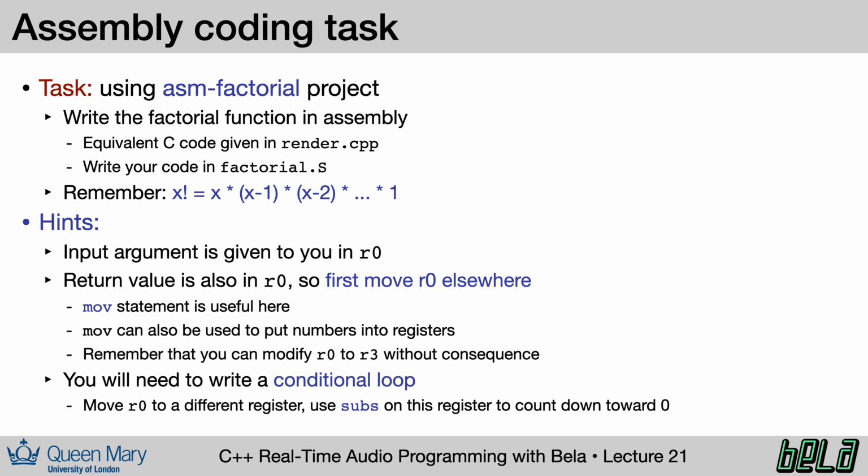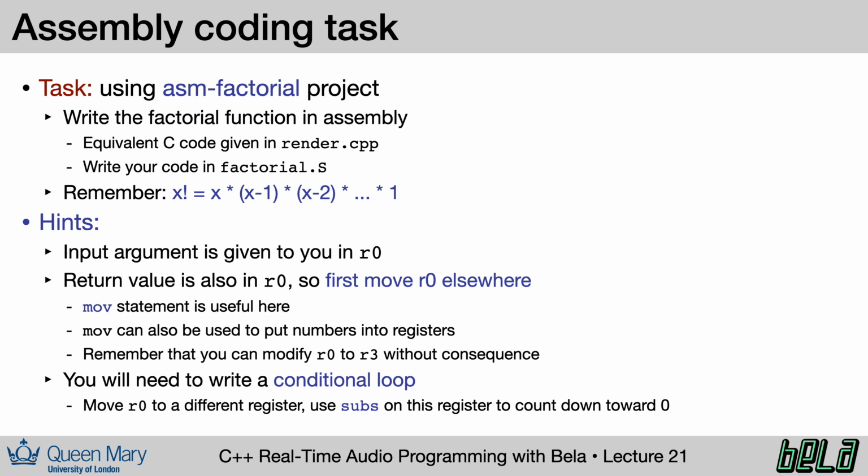X factorial, as you might recall, is x times x minus 1 times x minus 2, etc., all the way down to 1. So for example, 3 factorial is 3 times 2 times 1, which is 6. 4 factorial is 4 times 3 times 2 times 1, which is 24, etc. The C code for calculating a factorial is already given in render.cpp, so you know what the right answer should be. Your challenge is to write the same code in assembly language.